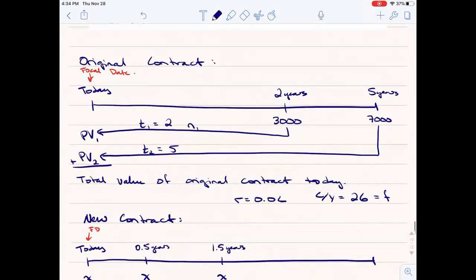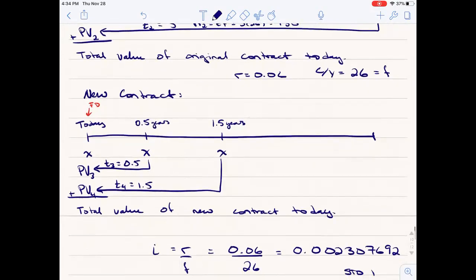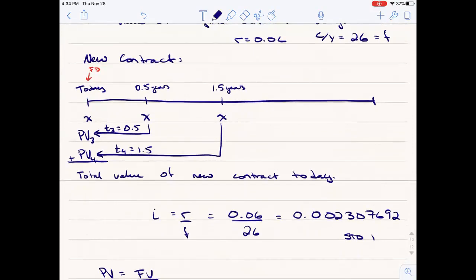Good thing there's room. N1 is time times the frequency, 2 times 26, which is 52. N2 is time times the frequency, 5 times 26, 130. For 0.5 times 26, n is 13, and n for 1.5 times 26 is 39.